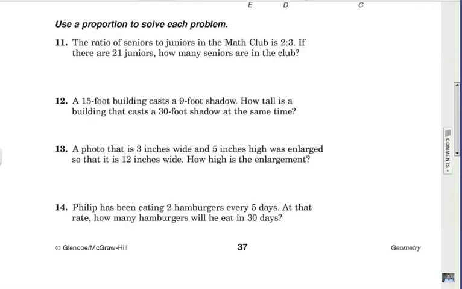All right, let's go ahead and read these carefully. These four I'll just present to you all at the same time here. Again, set up a proportion and then you want to cross multiply and solve. Good luck.